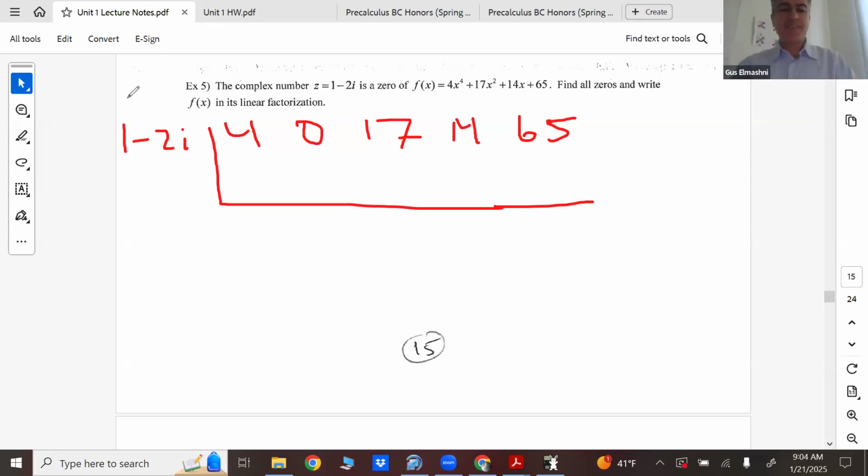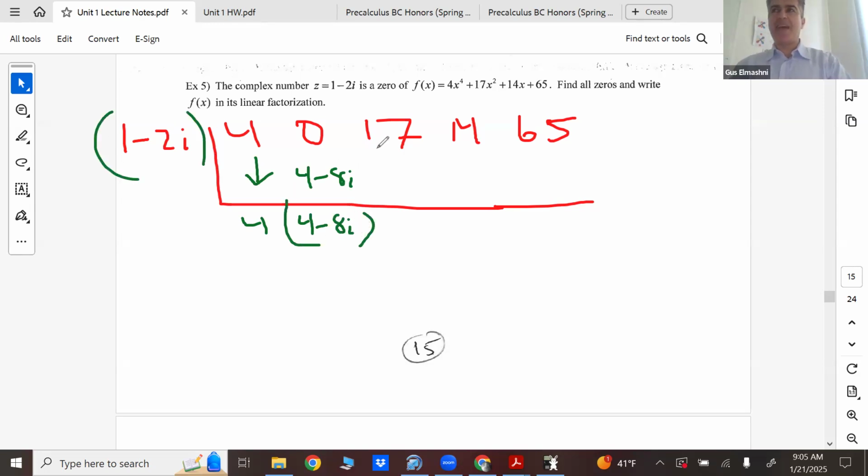Do you guys see what I'm doing right now? I'm dividing out 1 minus 2i. So it'll be 4 minus 8i. Okay, then what would I do next at this point? Yeah, add the 0 and the 2. And then I have to add those 17. Yeah, I don't like this.